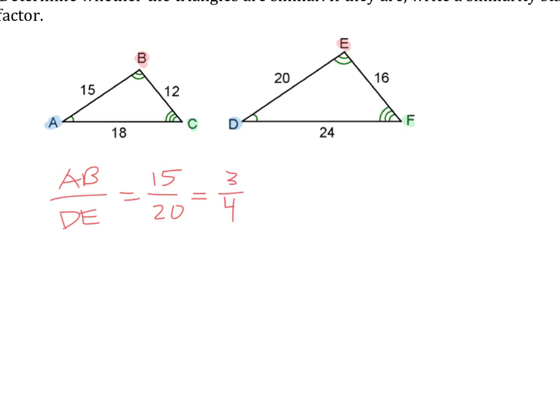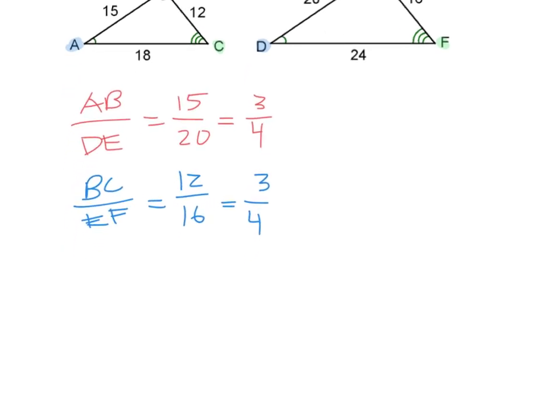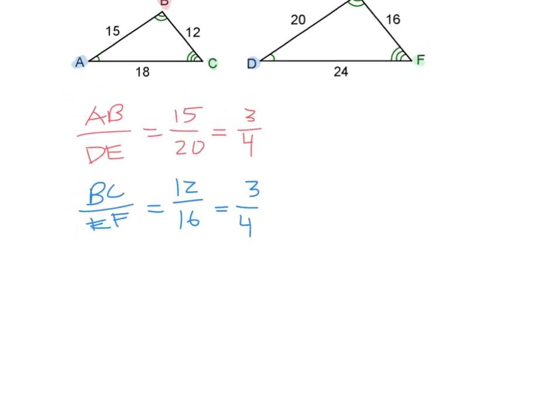Then our next pair of sides is BC and EF, which is 12 over 16, which if we divide by 4 is 3 over 4. And then our last sides are CA and FD, which are 18 over 24, which if we divide by 6 is 3 over 4.